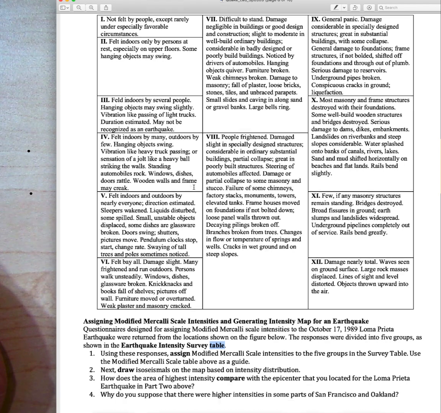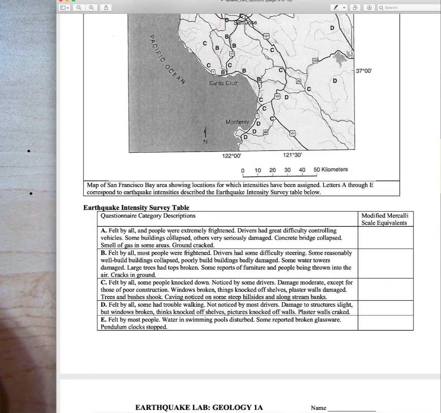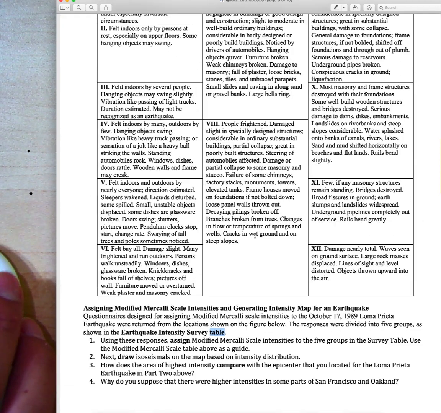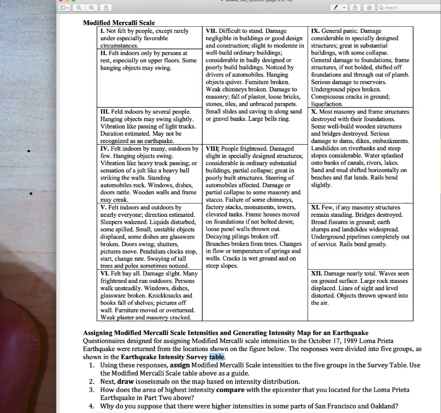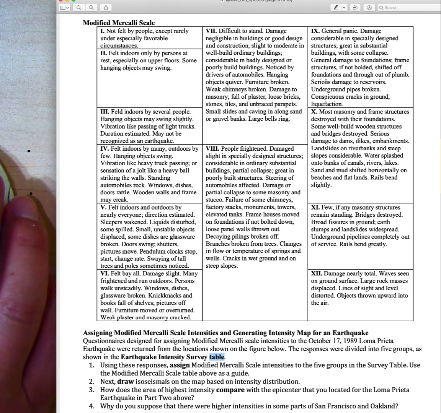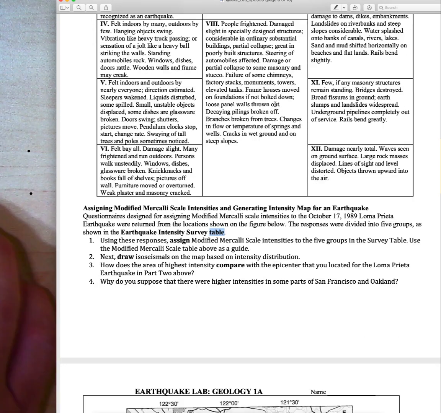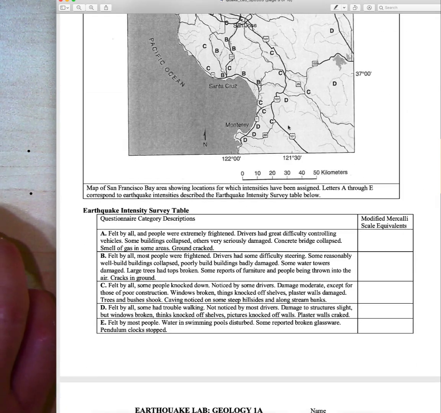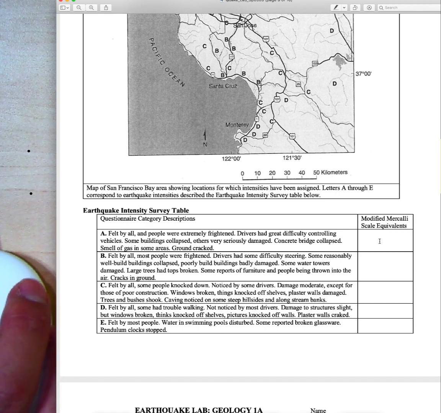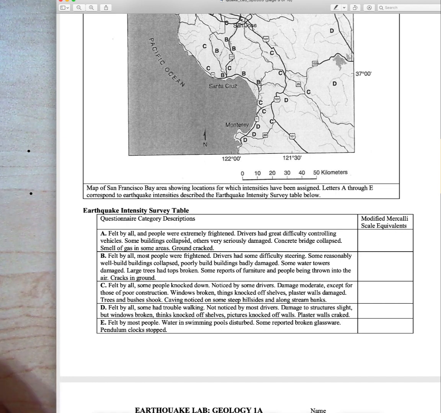For example, if you think these people A, concrete building, gas, ground cracked, some buildings collapsed, so that looks like it could be maybe an 8. People frightened, damage slight, maybe an 8 or a 9, right? So you would put that value. So again, read more carefully. I'm just estimating. You would put that modified Mercalli value here, for all 5 of these questionnaires.